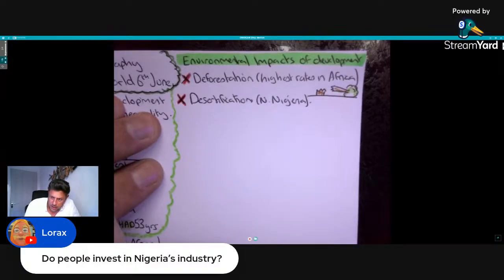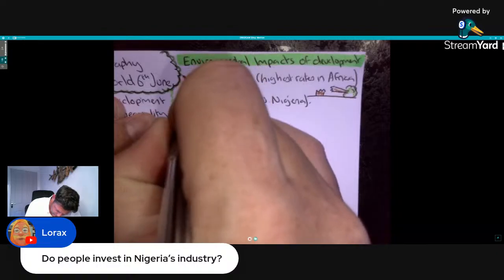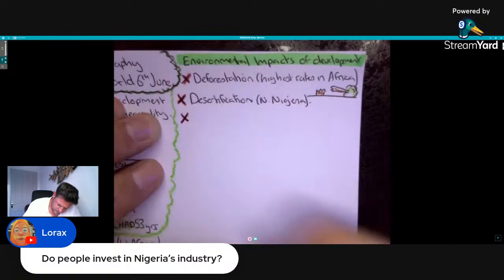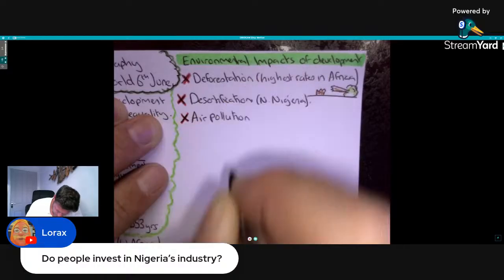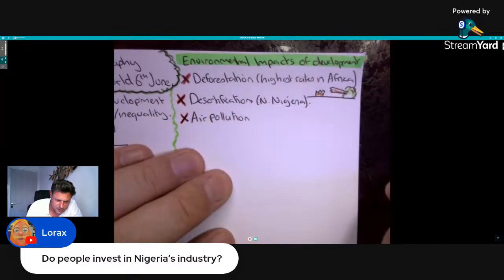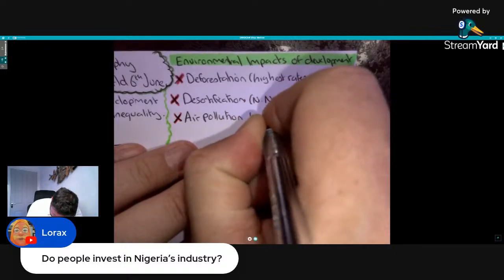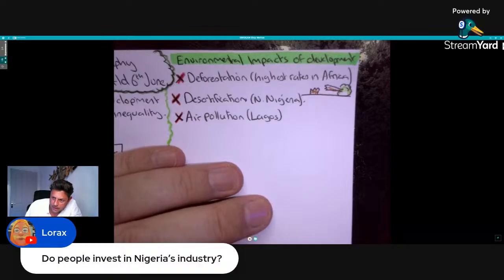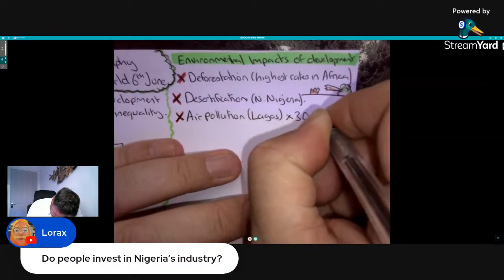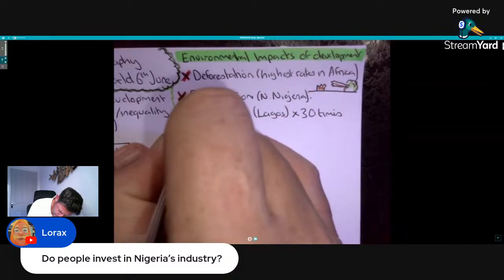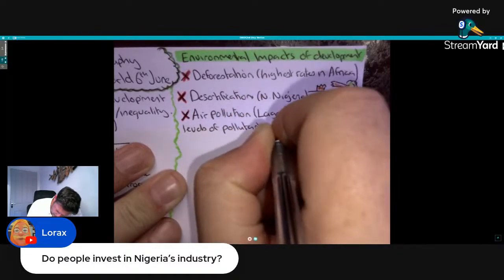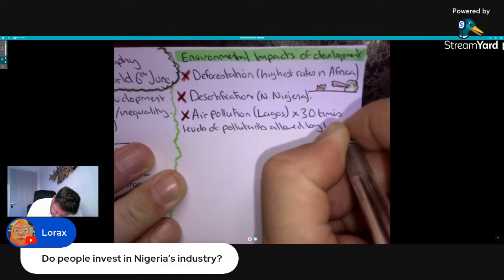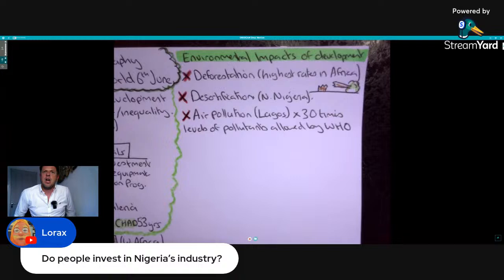Right, I want to get on to air pollution. Let's have a look at that. With all this industrial activity, factories and industry, we've got massive impacts on air pollution. So I've already talked about asthma and breathing difficulties, but air pollution is a significant impact. In particular, in Lagos, the city that we focus on quite a lot in Nigeria, Lagos has 30 times the levels of pollutants in the air allowed by the WHO, the World Health Organization. So the WHO have set a benchmark for air quality, and in Nigeria, it's significantly worse than that.